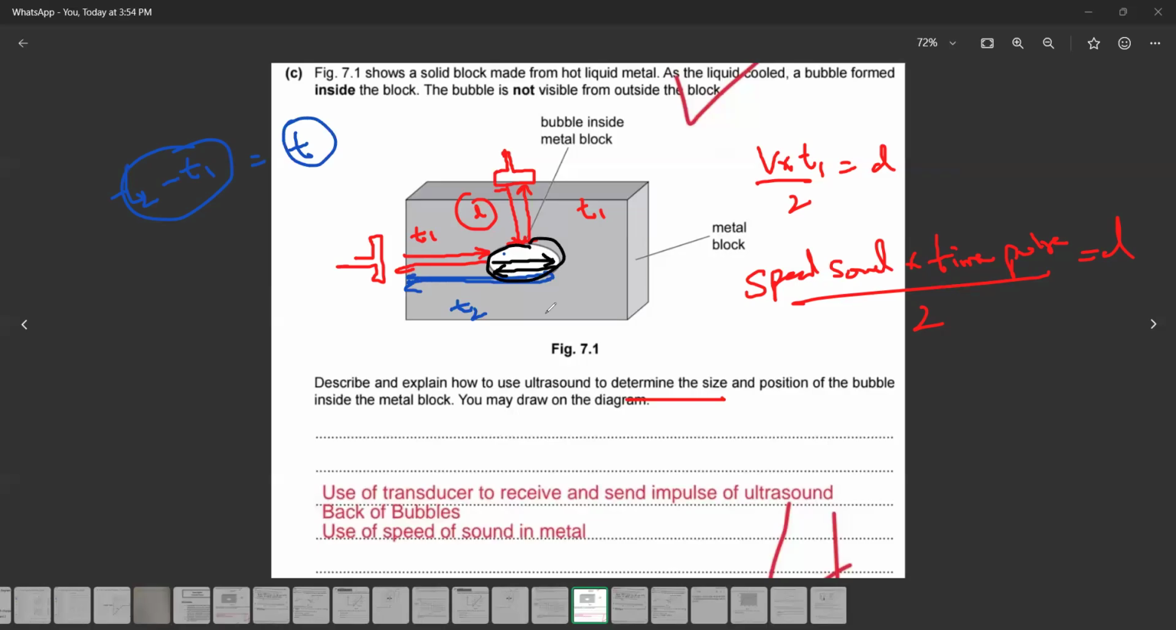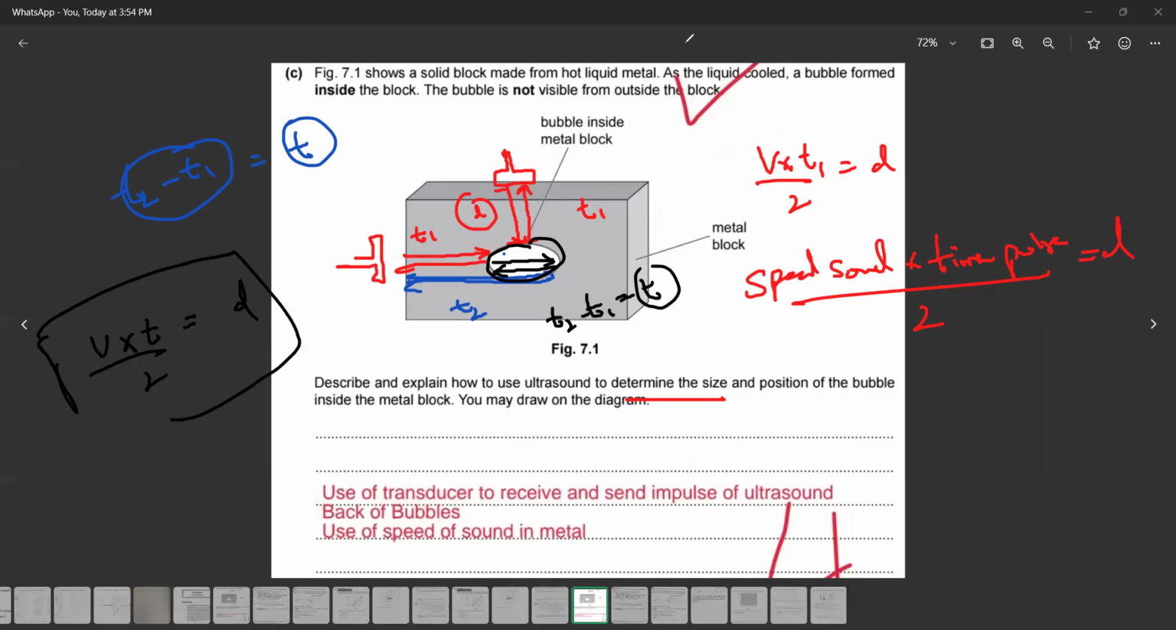So how much time is this? When I take the difference between the two pulses, that gives us the time the radiation takes to travel within the bubble. And the speed of the ultrasound in the bubble multiplied by the time interval in the bubble, divided by 2, will give a distance, the size of the bubble.